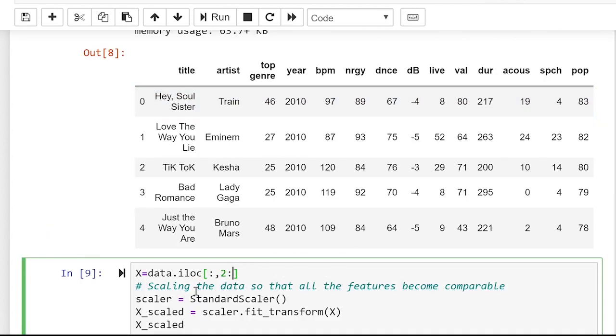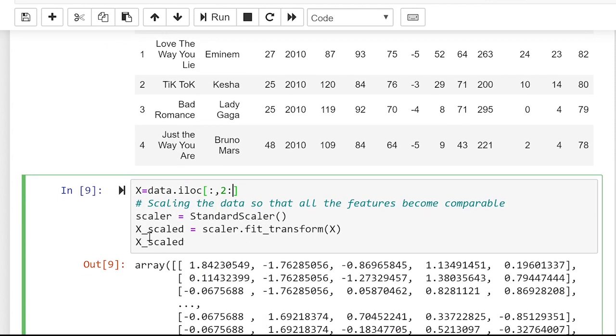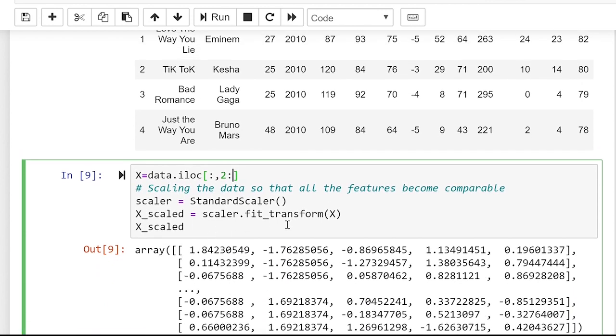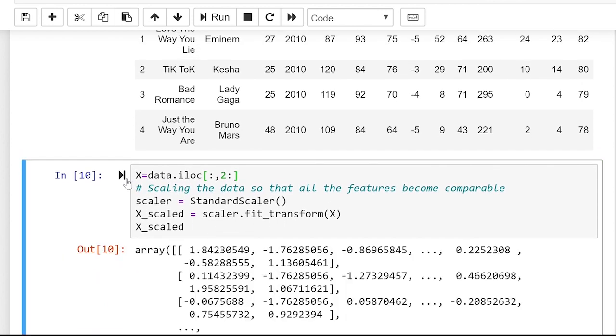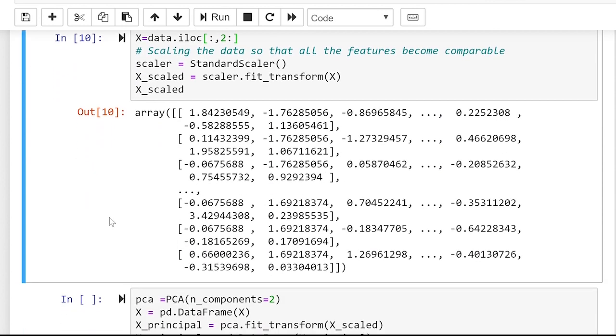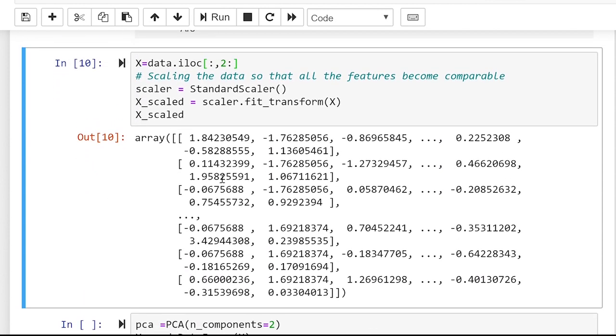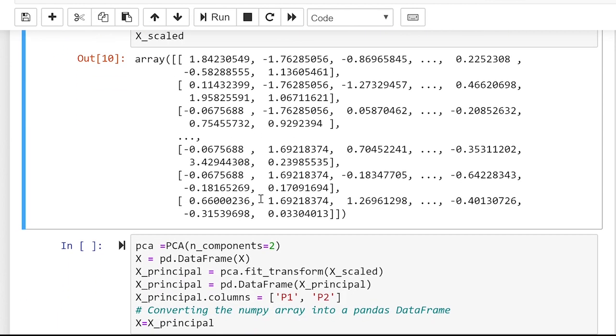For this analysis, I am choosing all of the columns and I would like to transform them into normally distributed values. As you can see, the values are close to each other right now because we are going to use some distance-based algorithm. So we want every column to be comparable with each other.